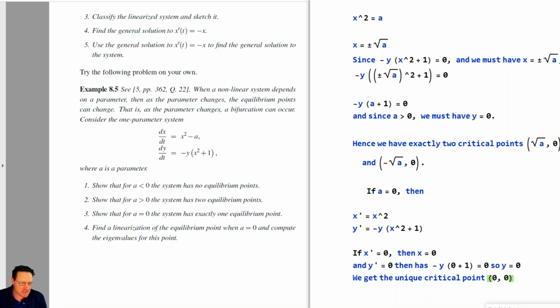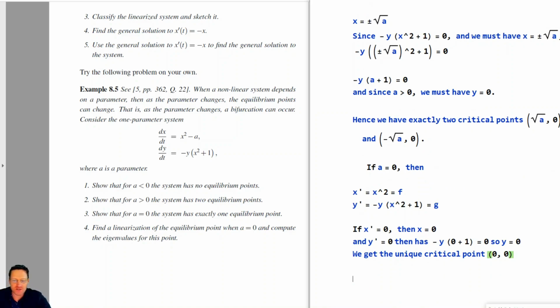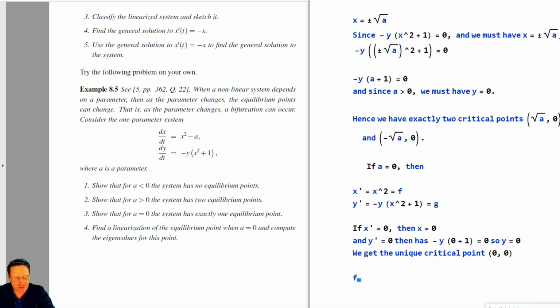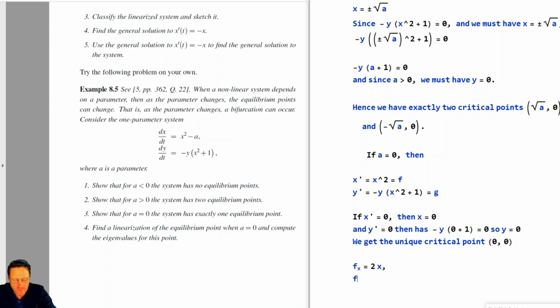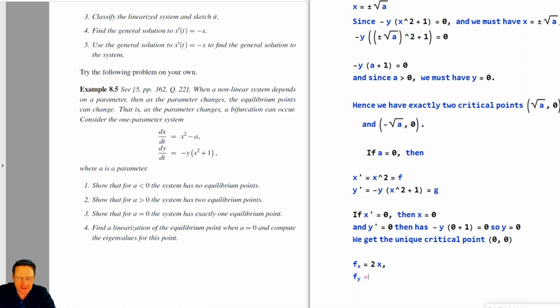Okay, final question says, find a linearization of the equilibrium point when A is 0 and compute the eigenvalues for this point. All right, so we're going to linearize this system here. So let's go ahead and set this as lowercase f and this one as lowercase g. All right, we need partial derivatives. So partial derivative of f with respect to x is just 2x. And the partial derivative of f with respect to y is 0, because there are no y's in it, and we treat x as a constant.